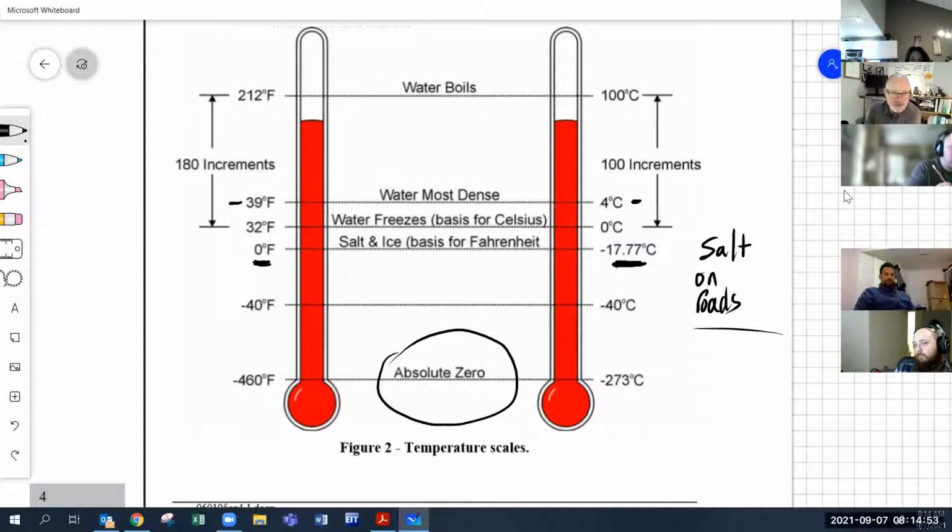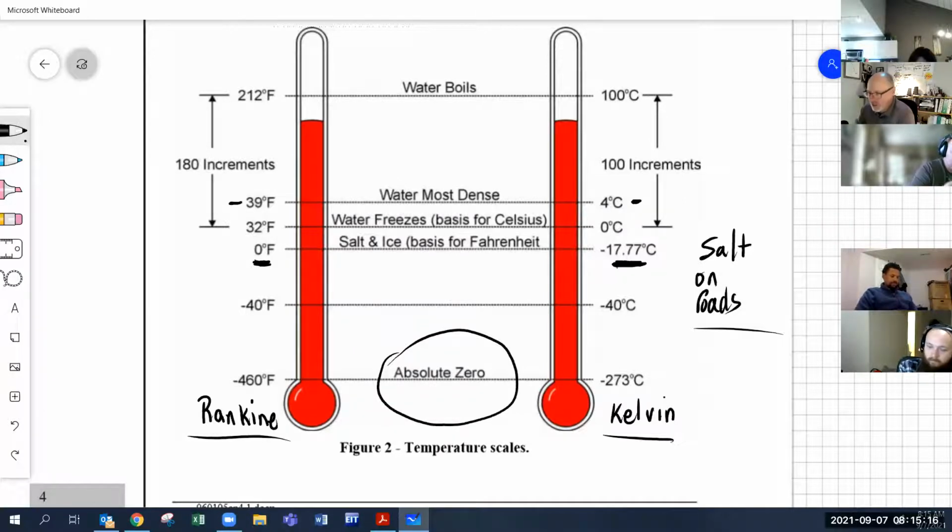Down here, we call this absolute zero. In absolute zero, we can make the assumption that this would be Rankine, or Kelvin. So those are two words that you will need to know for next year. In third year gas, we cover this stuff, and we do gas variations on that, because temperature and absolute temperature comes into our calculations for gases.